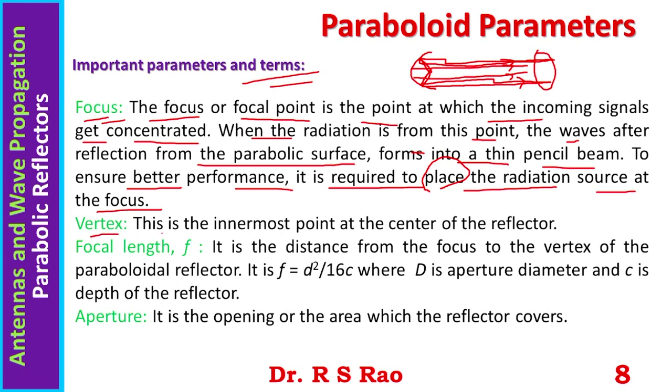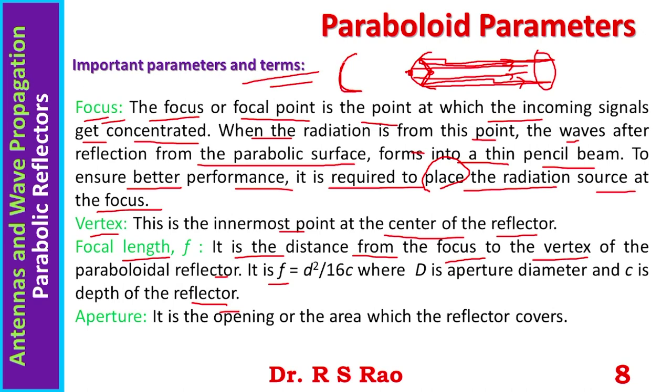Another term is vertex. This is the innermost point at the center of the reflector, somewhere here. This is the vertex. This is focal length F. It is the distance from the focus to the vertex of the paraboloid reflector. It is D square by 16C, where D is the aperture diameter and C is the depth of the reflector.